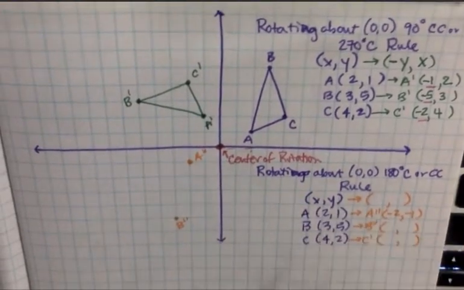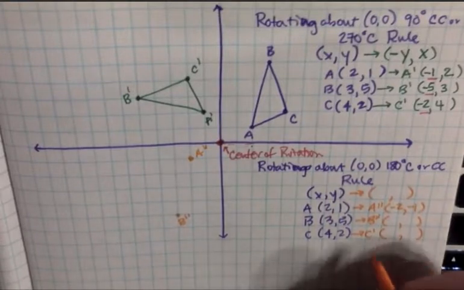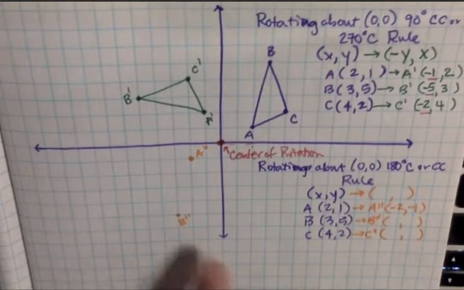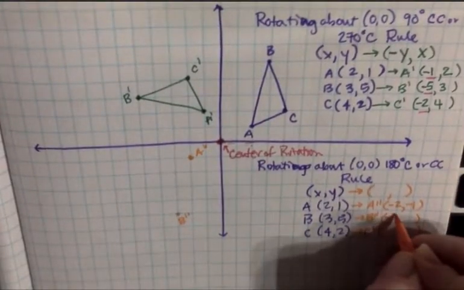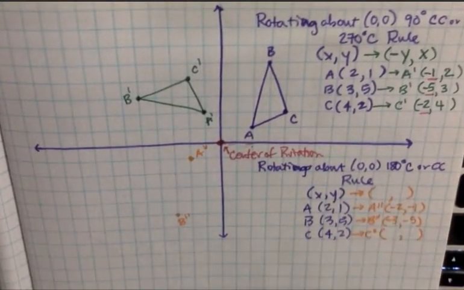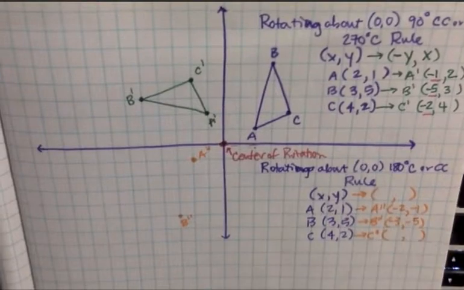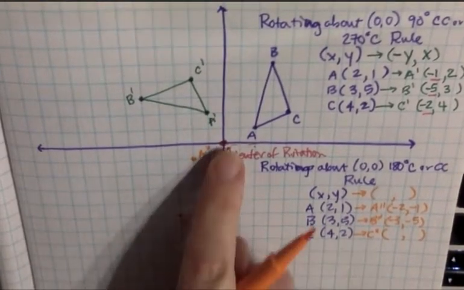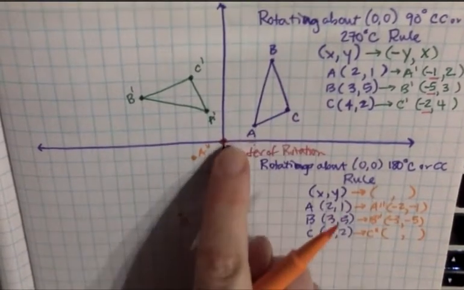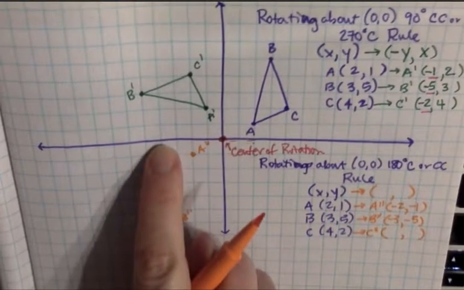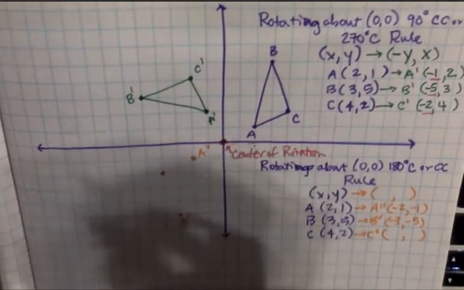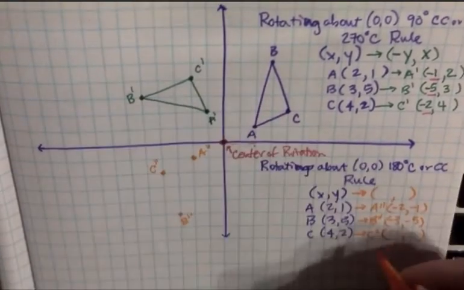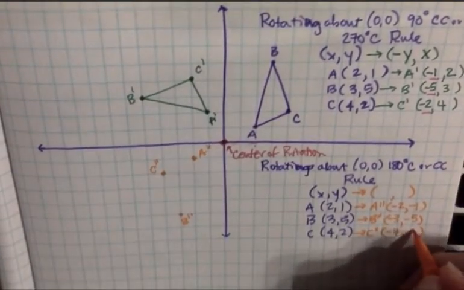I keep writing, I didn't write my prime's right, B double prime. So this B double prime, -3, -5 is my new coordinate pair. C, 4, 2 becomes over to the left 4 and down 2 units. So C double prime becomes -4, -2.